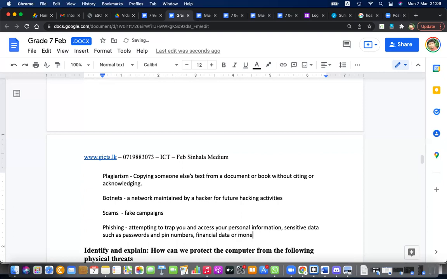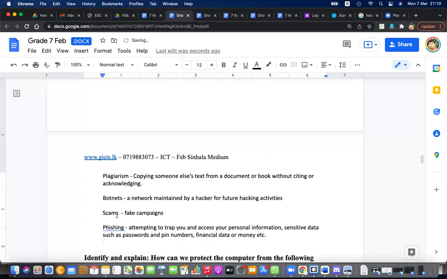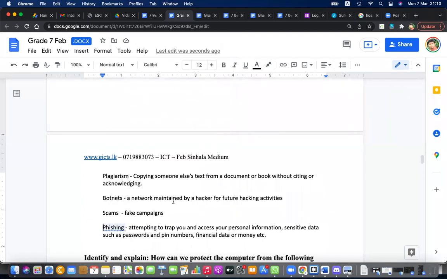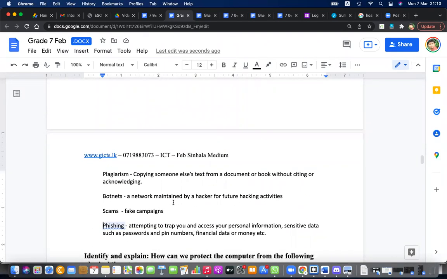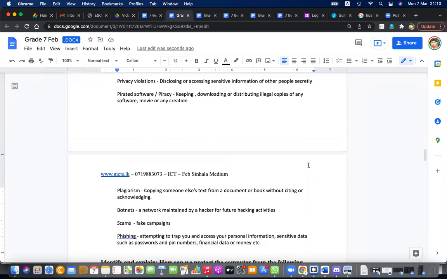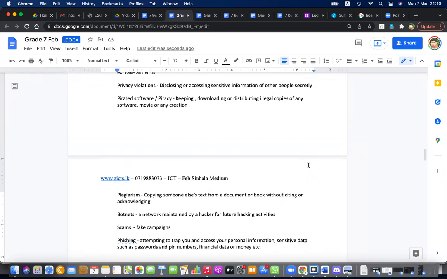Or money, etc. So phishing, in Sinhala we call it. Just set in a trap. After the trap, these phishers are trying to get your personal information, maybe passwords, PIN numbers, financial data. It's a trap. It's a kind of trap.